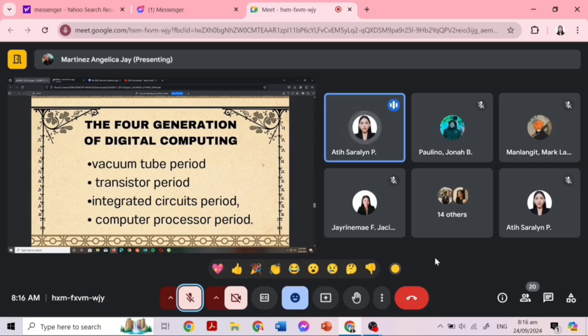Okay, so the four generations of digital computing. The first one is the vacuum tube period.